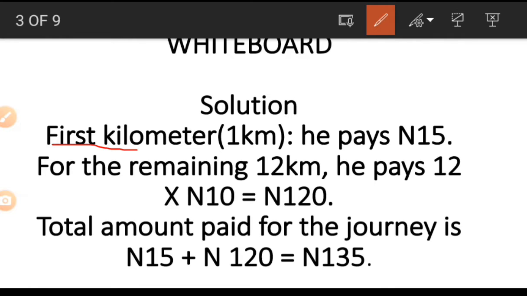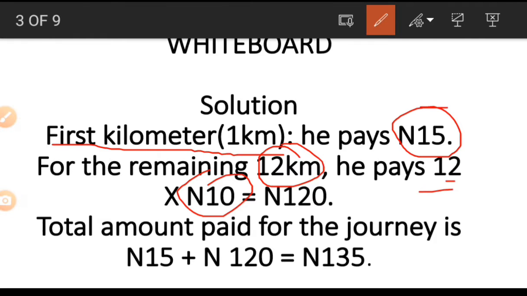Let's look at the solution to this problem. First, it means 1 kilometer and it costs 15 naira. Then for the rest of the journey, which is 12 kilometers, he pays 10 naira times 12, because 1 kilometer is 10 naira. So it's going to be 10 naira times 12. That is what?